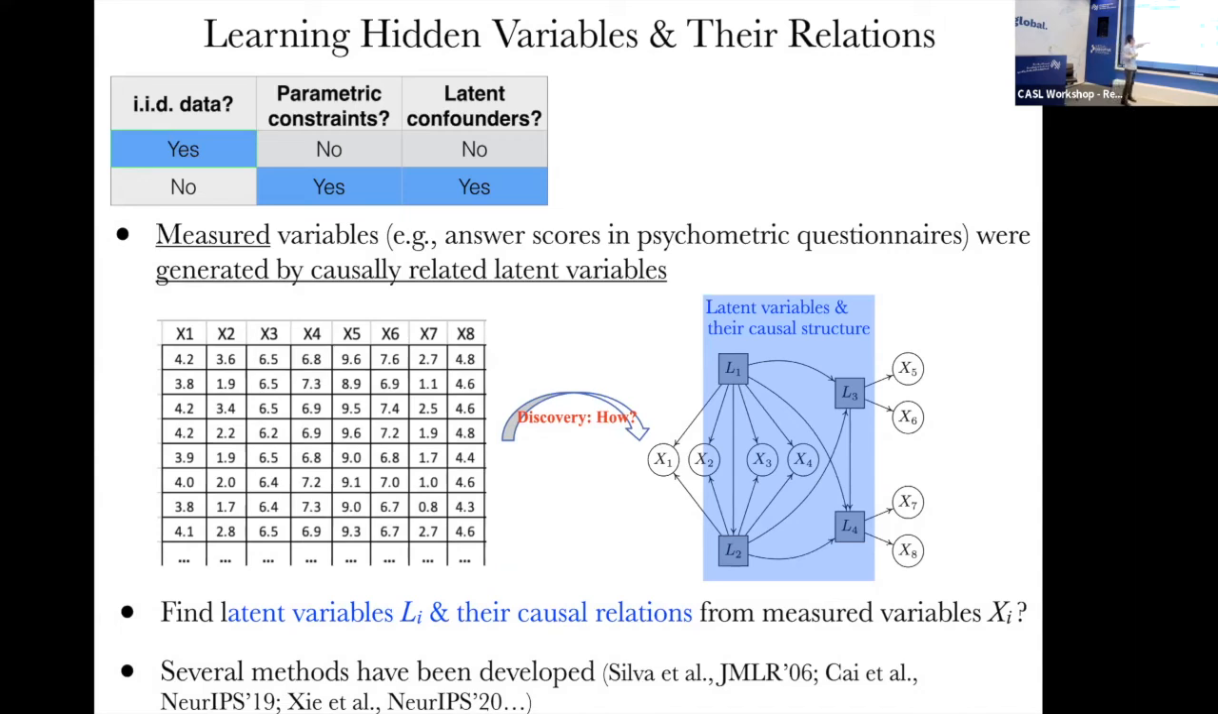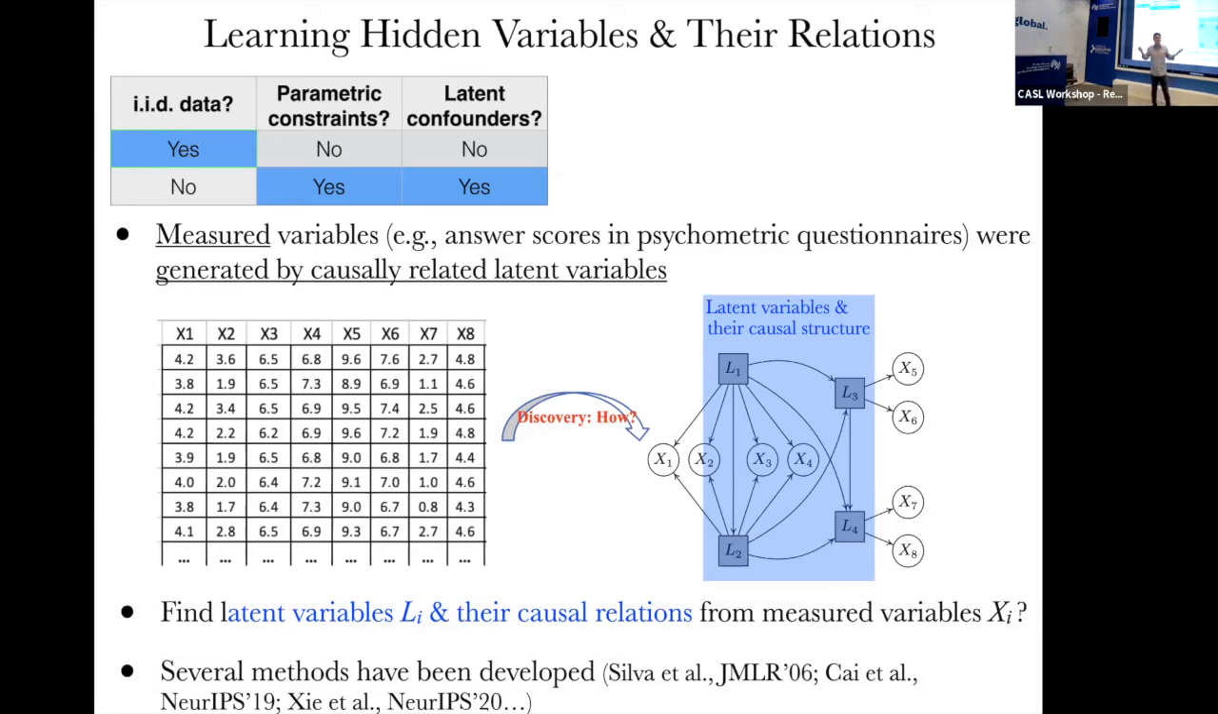We have answer scores in psychometric studies, right? We have questionnaires, then we can collect answer scores. From the answer score, what can you get? Or what would you like to get? We want to get the underlying mental conditions, right? The answer scores are not directly causally related, although they are dependent.